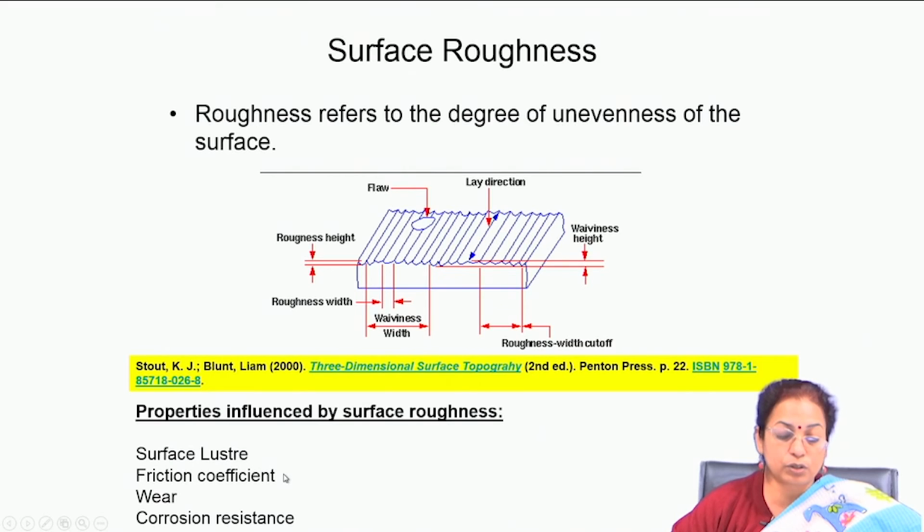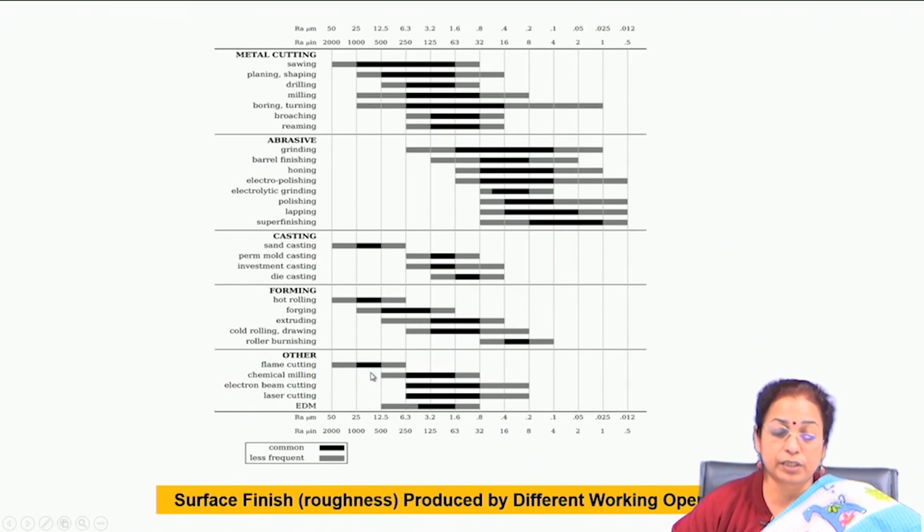Coefficient of friction also increases as the roughness increases, as a result of which the wear value increases. Corrosion increases because the higher the roughness, the more exposed area there is, and as a result naturally corrosion will be higher. So, these are the different properties which are influenced by surface roughness.